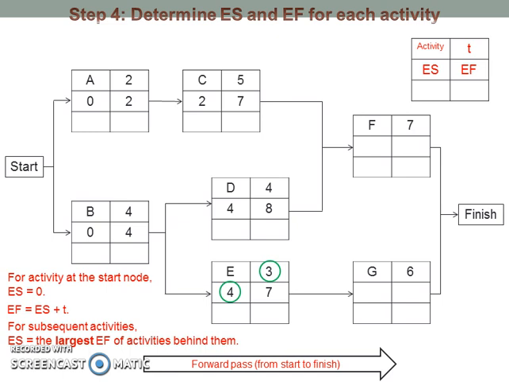The activities behind activity F are activity C and D. The earliest finish of C is 7, while the earliest finish of D is 8. So the earliest start of F is 8. For activity F, the earliest finish is 8 plus 7, which is equal to 15. Last but not least, the activity behind activity G is activity E, and the earliest finish of E is 7, so the earliest start of G is 7. For activity G, the earliest finish is 7 plus 6, which is equal to 13.